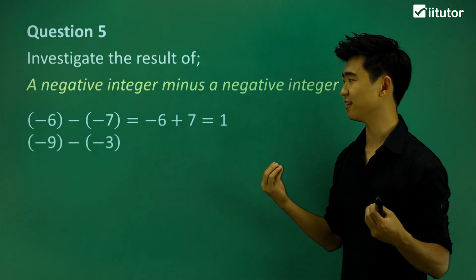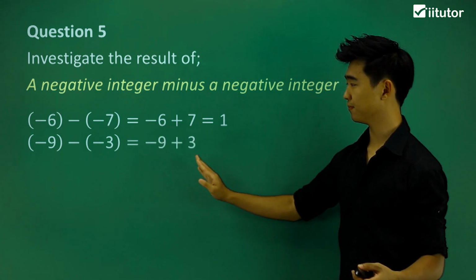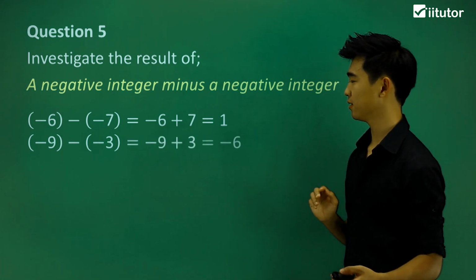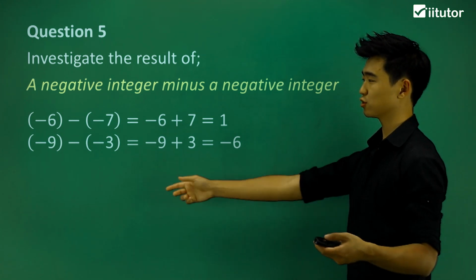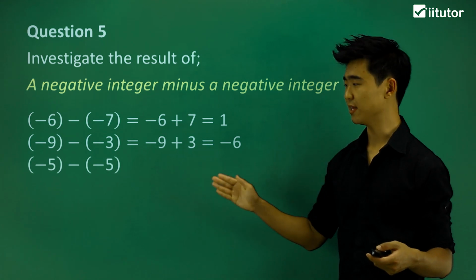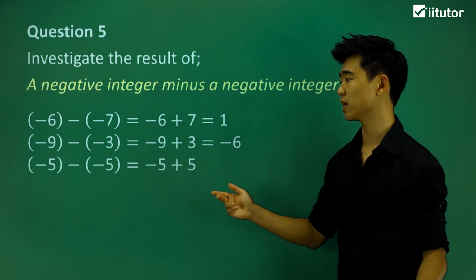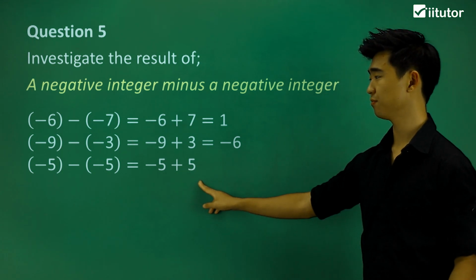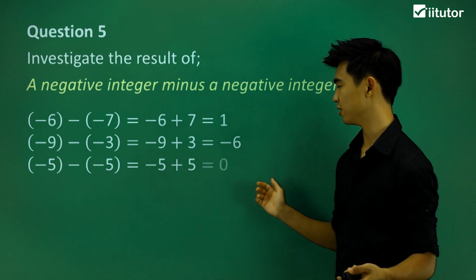Another example, negative 9 minus negative 3. This becomes a plus again. And we have a negative number this time, negative 6. Let's try a final example. We have negative 5 minus negative 5, which will become negative 5 plus 5. When we minus two numbers of the same thing, it will just give me 0.